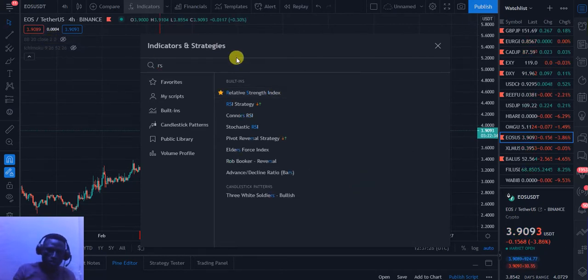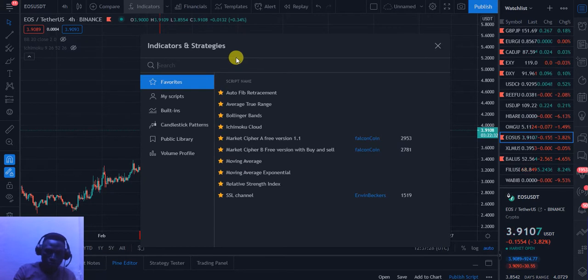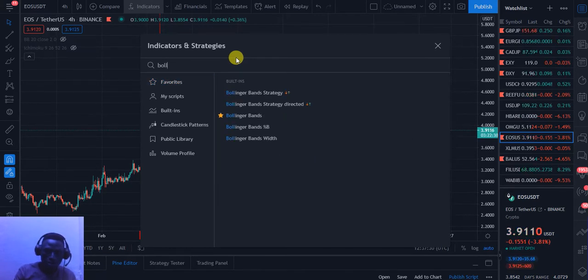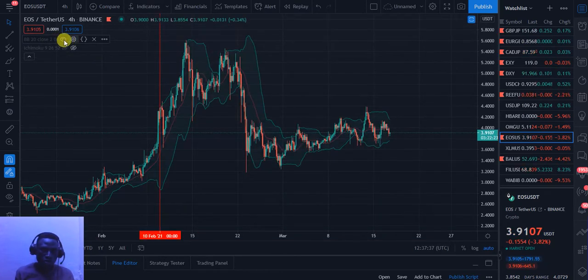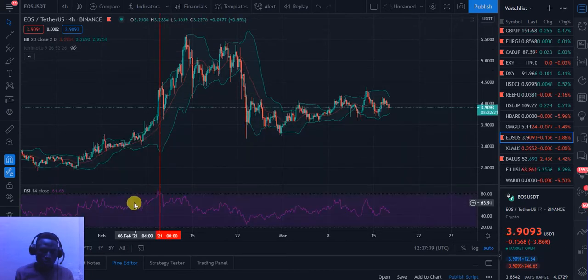And then the Bollinger Band. So this is Bollinger Band. You click on it also. It's going to add it. And if you click on RSI, it's going to bring out this. So we are going to adjust our RSI and Bollinger Band a little bit.